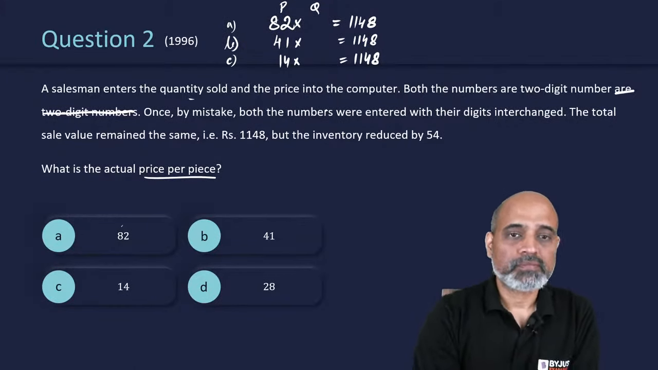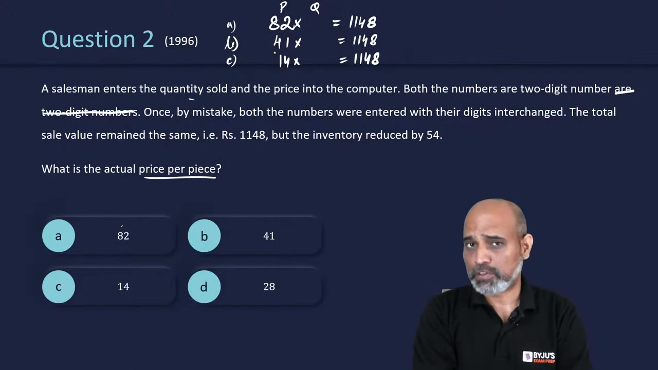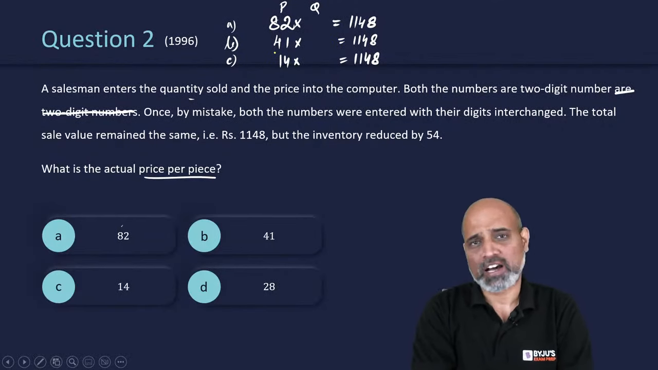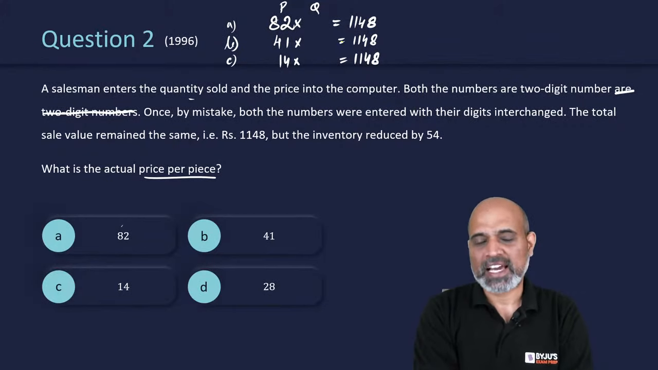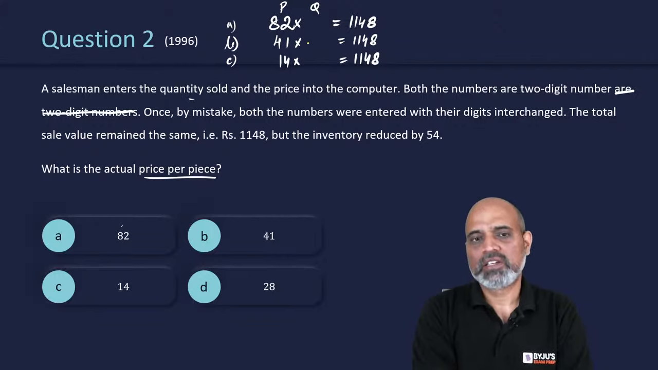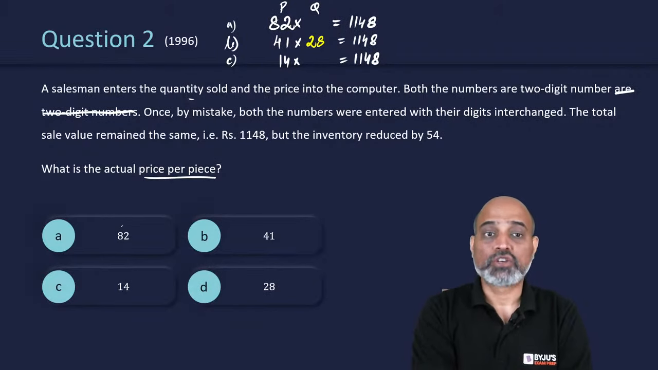Now, you can either choose 41 or 82. I think it's going to be easier if you take 41, because the table of 41 is half of the table of 82, right? So 1148, 41 into how much is that? So if we calculate, it's going to be 41 into 28. 41 into 28 is 1148. Okay, so 82 into 14 will be 1148 and 14 into 82 will be 1148.